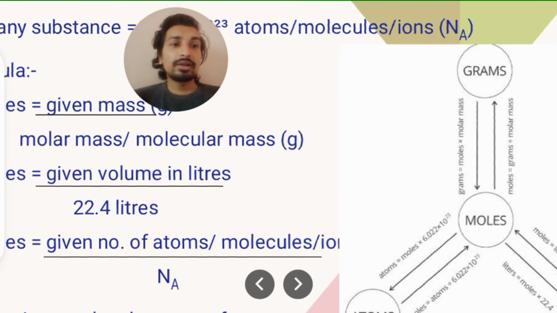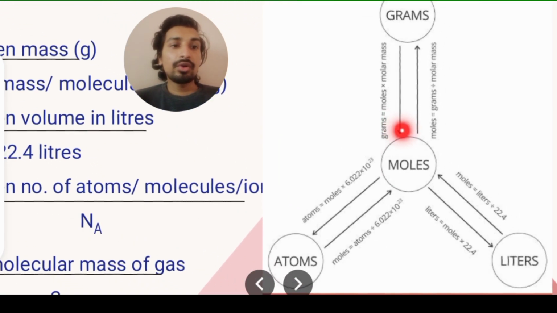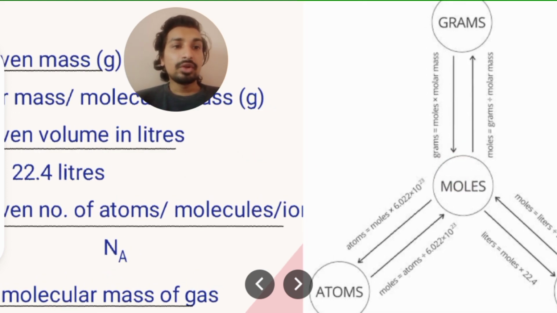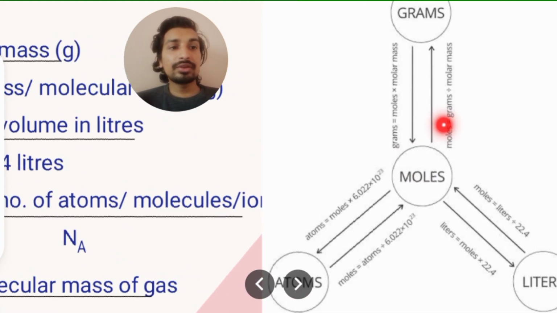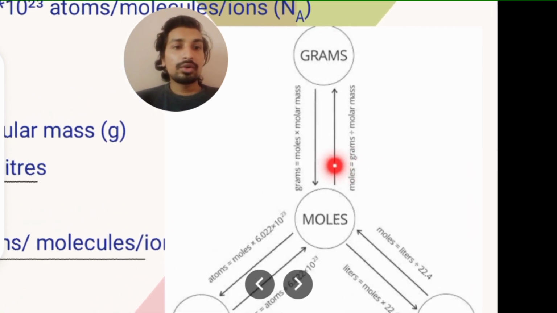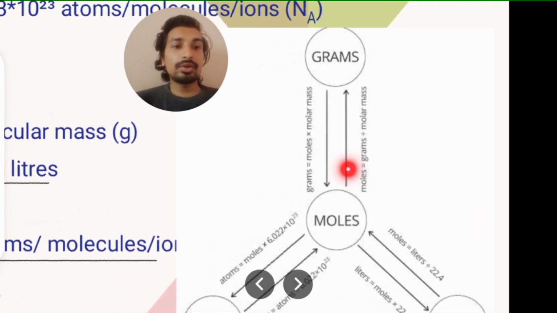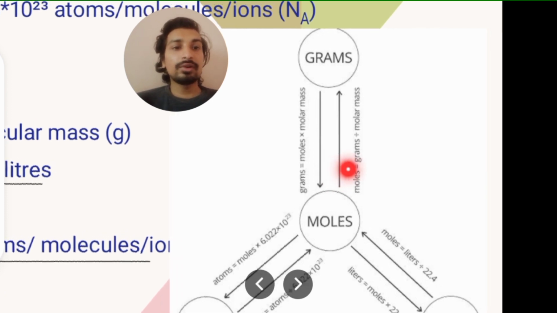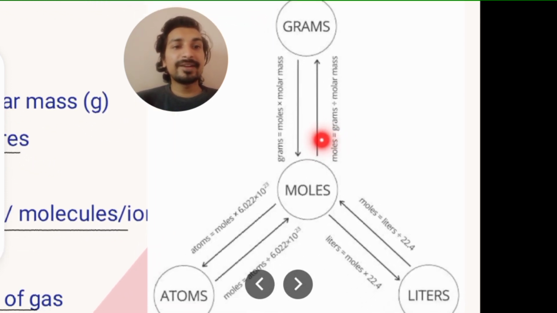So how do you convert moles to grams? How will you convert moles to grams? To convert moles into grams, you can look here. You need to multiply by the molar mass. And to convert grams into moles, you need to divide by the molar mass.